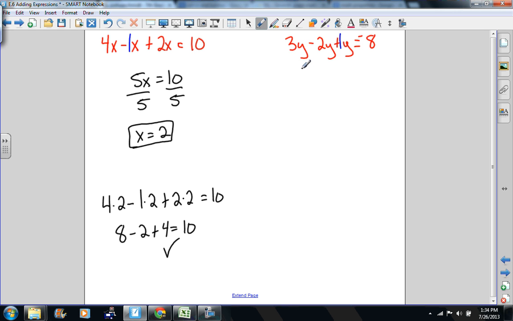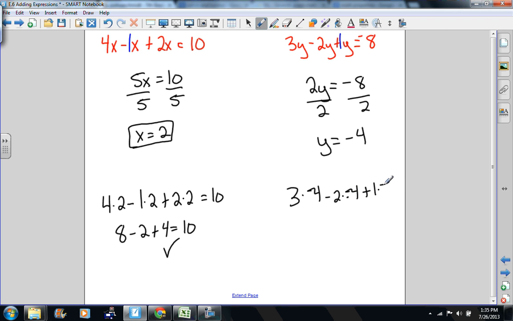On the right side, we have 3y minus 2y. That's equal to 1y. 1y plus another 1y will be 2y, and that's a negative 8 up there hiding. Now we divide by 2, so we get y is equal to negative 4. To check it, we go 3 times negative 4 minus 2 times negative 4 plus 1 times negative 4. And that should be equal to negative 8.